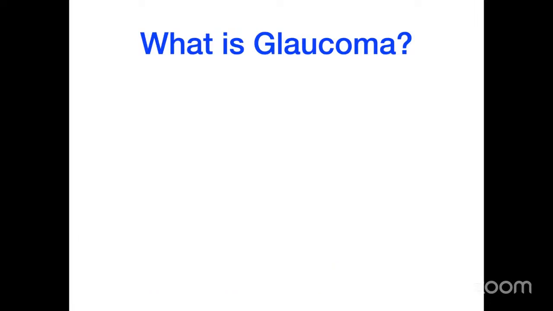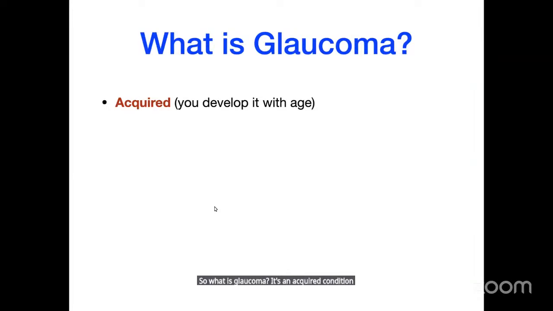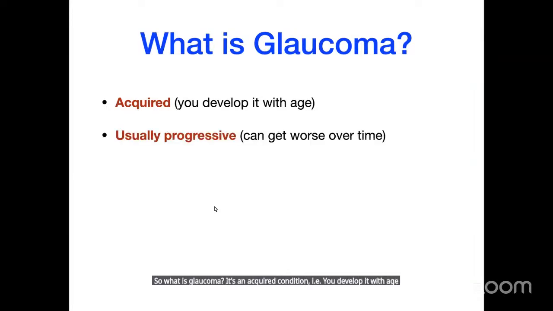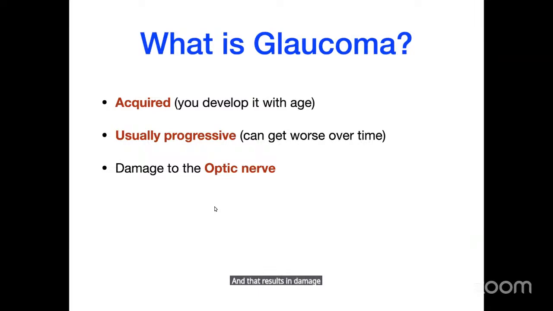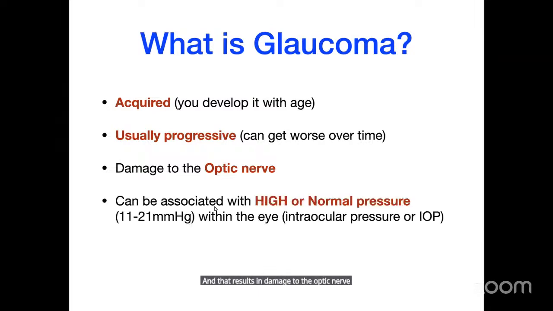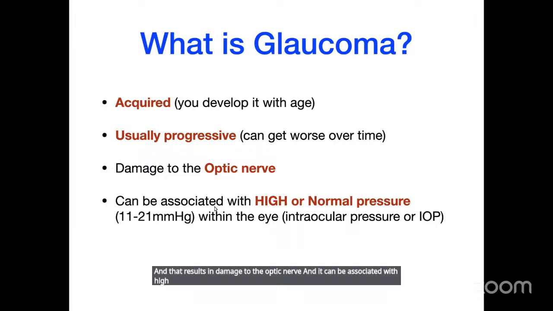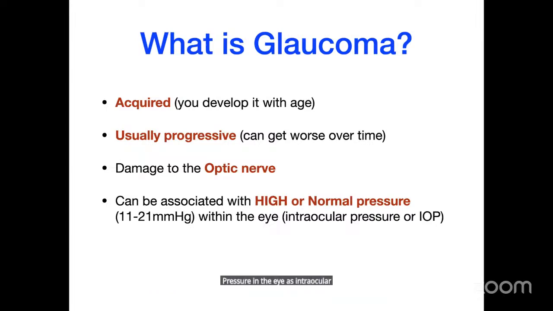So, what is glaucoma? It's an acquired condition, i.e. you develop it with age, which is usually progressive, i.e. can get worse with time, and that results in damage to the optic nerve, and it can be associated with high or normal pressure. And normal pressure for the majority of the population is somewhere between 11 and 21 millimeters of mercury. And I'll be referring to the pressure in the eye as intraocular pressure, or IOP.